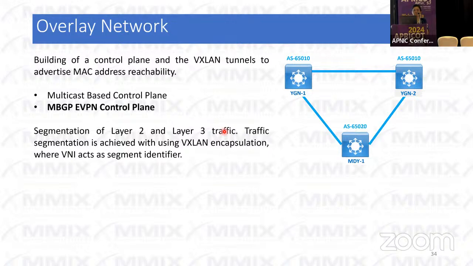There are two methods to set up the overlay network: multicast-based control plane and MP-BGP EVPN control plane. In my case, I used the MP-BGP EVPN control plane. Segmentation of layer 2 and layer 3 traffic: traffic segmentation is achieved by using VXLAN encapsulation, where the VNI acts as a segment identifier. I'm mentioning VNI because it is very important for the VXLAN network.